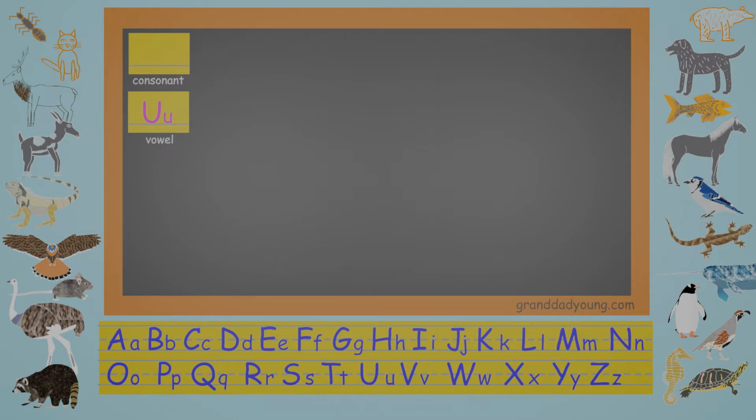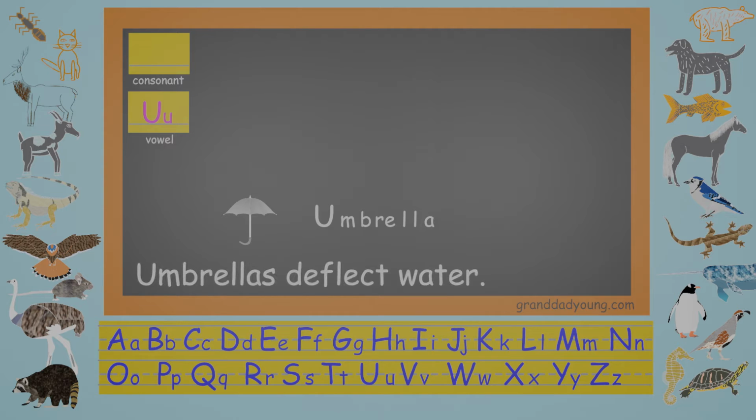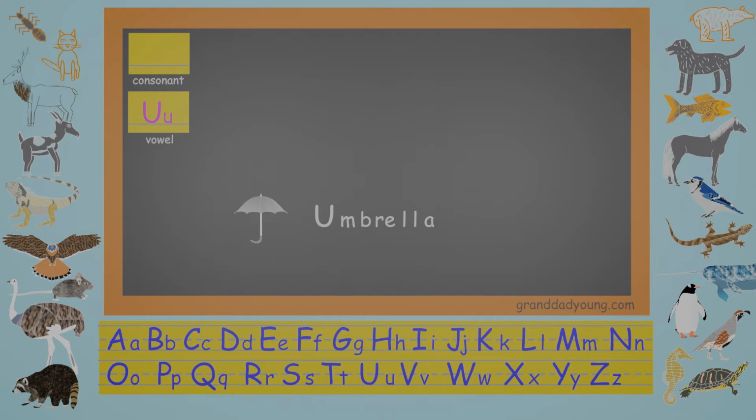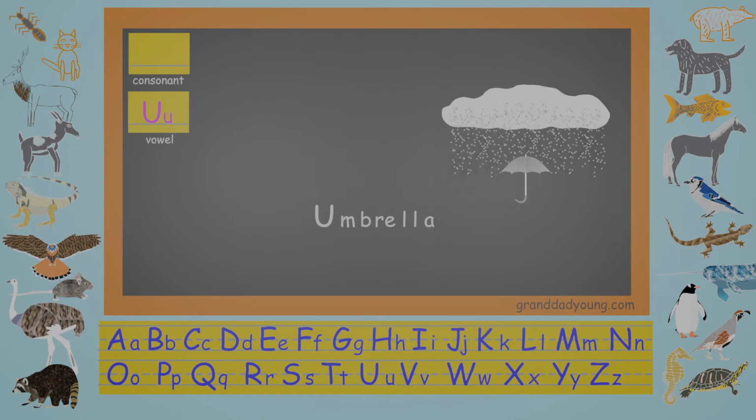Before I begin, I would like to point out that U is a very versatile letter and can represent several different sounds. For instance, as in umbrella. U-M-B-R-E-L-L-A. The word umbrella begins with the letter U and shows the more common sound that U can represent. Umbrellas deflect water, so you can stay dry when it is raining.